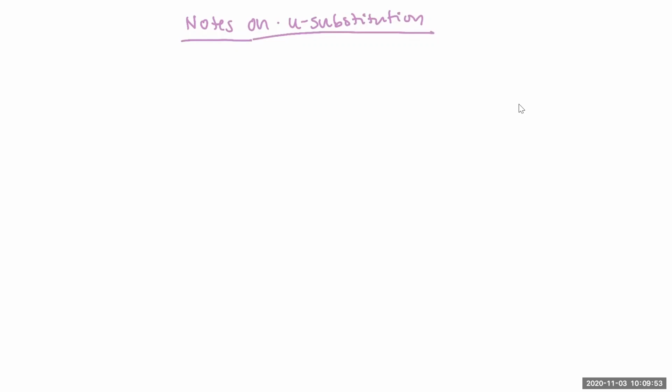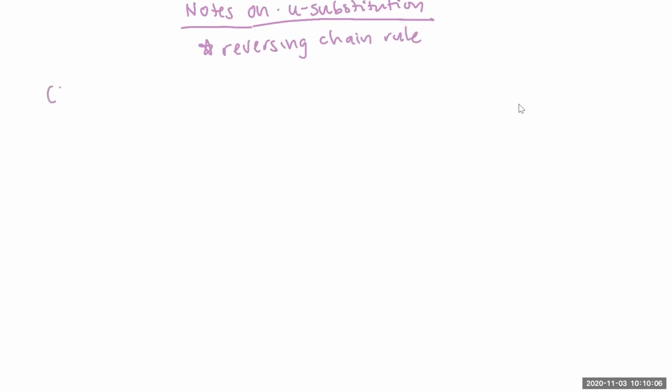So this is the last lesson of chapter 4. This is reversing chain rule. When we're taking a derivative, we're using chain rule. Now we're looking at a way to reverse the chain rule. So here is what you guys remember. Remember baby mama for chain rule?